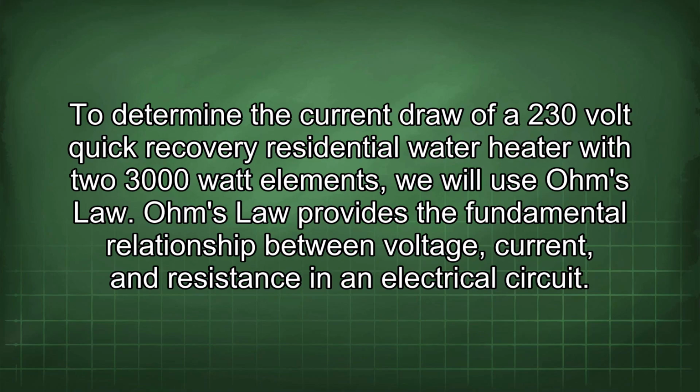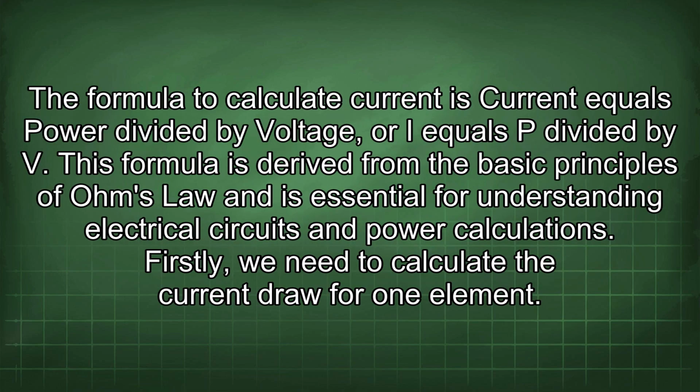To determine the current draw of a 230-volt quick recovery residential water heater with two 3000-watt elements, we will use Ohm's law. Ohm's law provides the fundamental relationship between voltage, current, and resistance in an electrical circuit. The formula to calculate current is current equals power divided by voltage, or I equals P divided by V. This formula is derived from the basic principles of Ohm's law and is essential for understanding electrical circuits and power calculations.